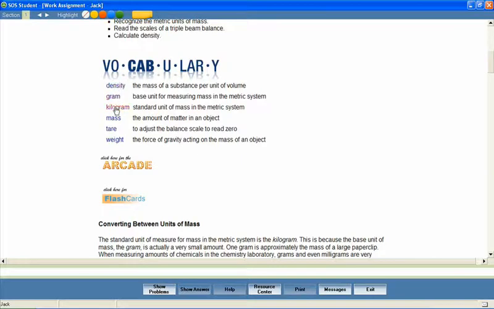We've included several activities to encourage mastery of these important words. For example, students can hear the correct pronunciation of each word. Tare, kilogram.